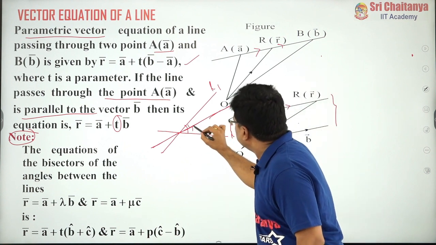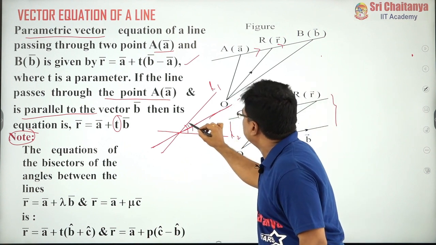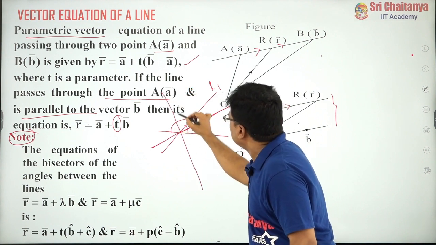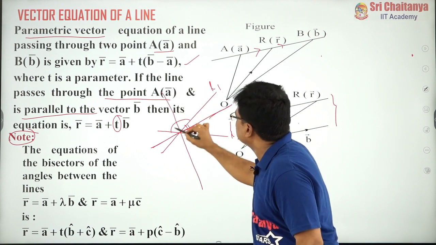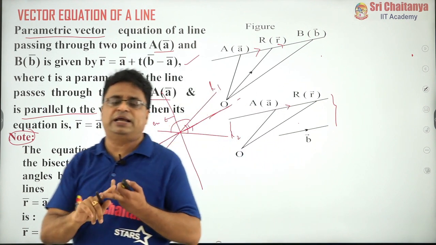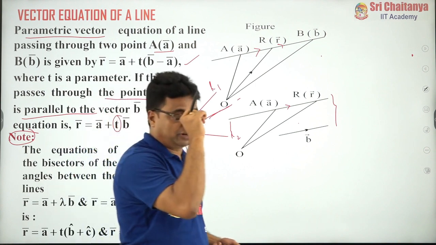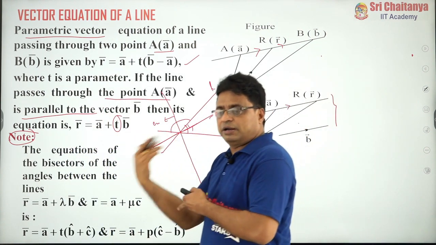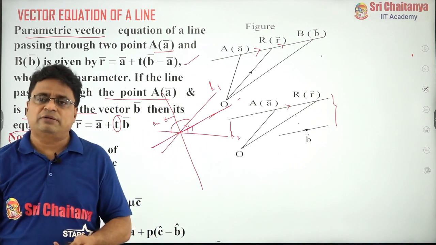And if this line is the internal angular bisector, then this another angular bisector, which passes through like this, is called the external angular bisector. So, for every two intersecting lines, there exist two types of angular bisectors. One is the internal angular bisector and the remaining one is the external angular bisector.